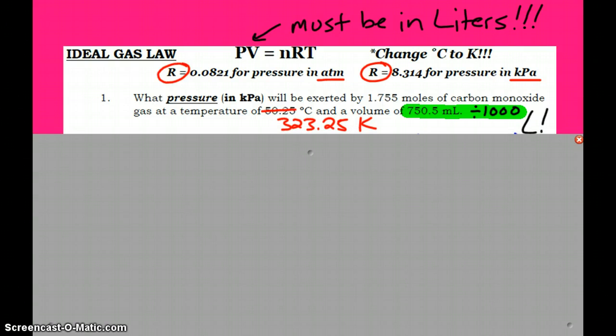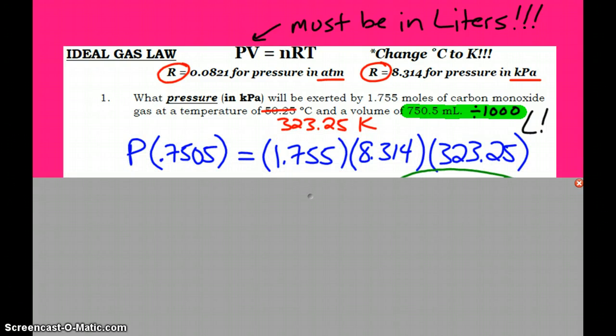you can see I gave you the volume of 750.5 milliliters. So you have to divide that by 1,000 to change it to liters. And of course, changing our Celsius to Kelvin. So now we have our information to plug in to our PV equals nRT equation. Pressure is what we're looking for. Our volume, once we divide it by 1,000, is 0.7505 liters. Moles, they give us in the problem 1.755. The R that I have to use is 8.314 because my pressure I'm trying to solve in kilopascals. And so that's why I have the 8.314.